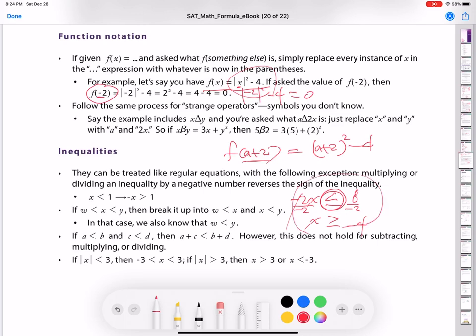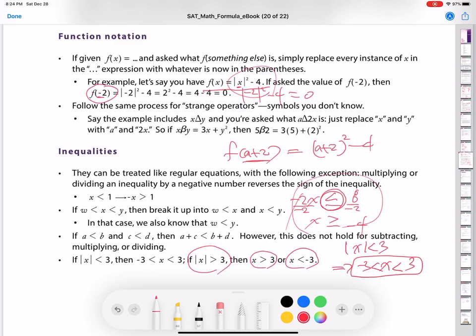Absolute value inequalities. Sometimes there are many problems about absolute value in the SAT. Absolute value of x is less than 3. You can solve it like this: x is between negative 3 and 3. What if it's greater than? That means x is greater than the positive number or less than the negative number.